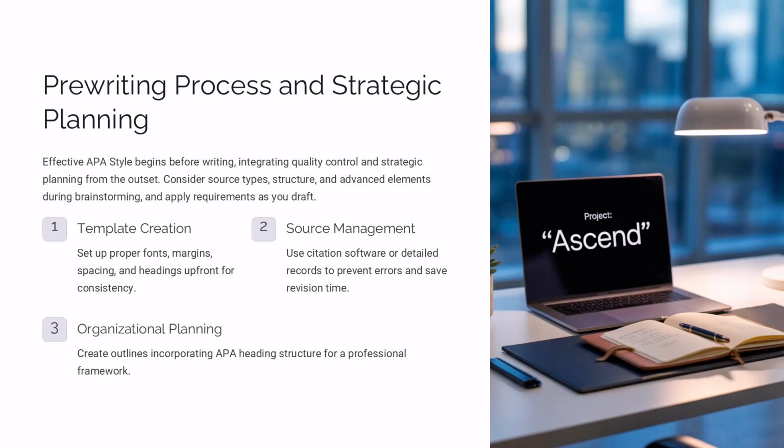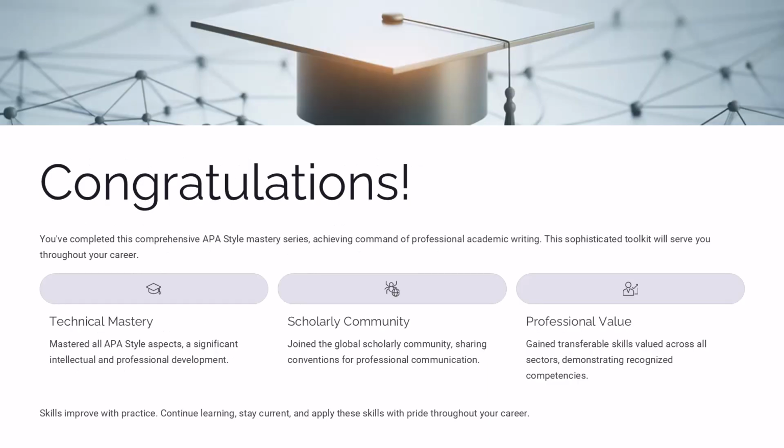Develop personal checklists based on your common challenges and the specific requirements of different types of papers. If you frequently struggle with citation accuracy, create a detailed citation checklist. If you tend to have formatting inconsistencies, develop a systematic formatting review process.